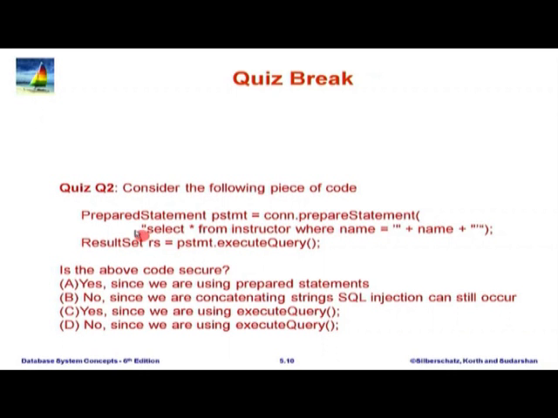What happened here? The programmer still used string concatenation instead of using prepared statements properly. What is the right way? Instead of name here, they should have had a question mark, and then they should have done a set string 1 to name. That would have been the right way of writing it. But what they did is string concatenation. And once you have done it, a prepared statement can't do anything about it. It takes this as a string and processes it. And if a user tries to do SQL injection, sure, they will succeed. So the above code is not secure. Since we are doing string concatenation, SQL injection can still occur.